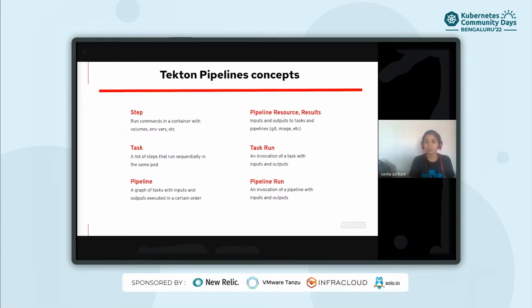This is one of the sub projects of Tekton CD. It has its own core resources, similar to how Kubernetes has deployment, pod, and services. The resources in Tekton Pipelines are step, task, pipeline, task run, pipeline run, and results. Let's understand these resources, their working functionality, and how they interact with each other.